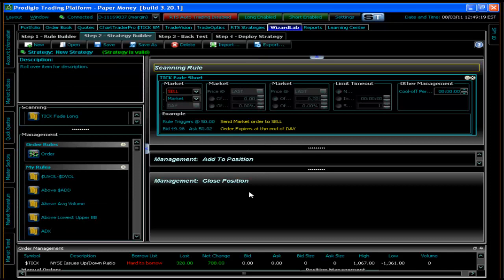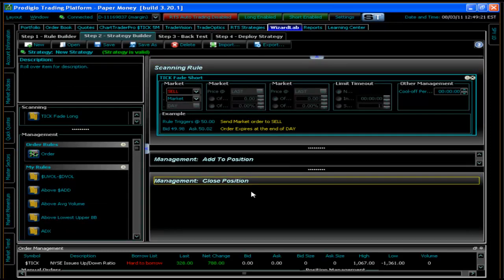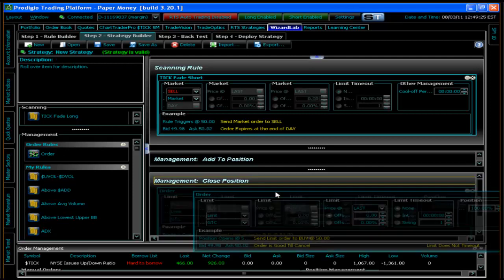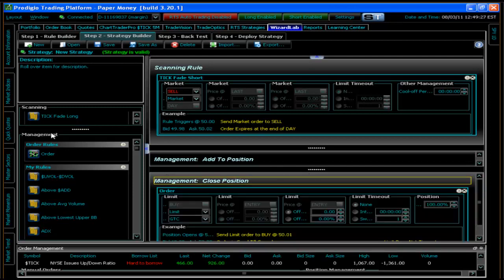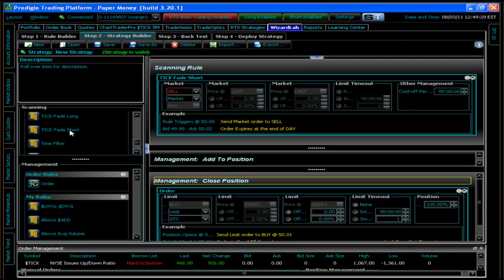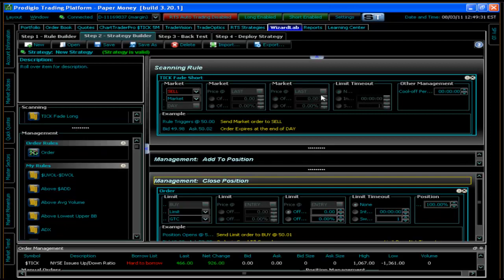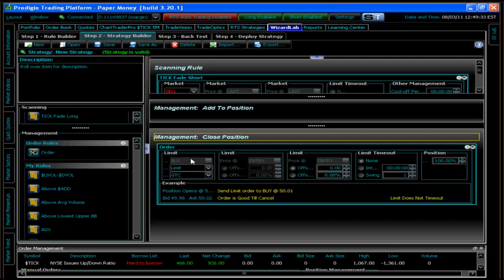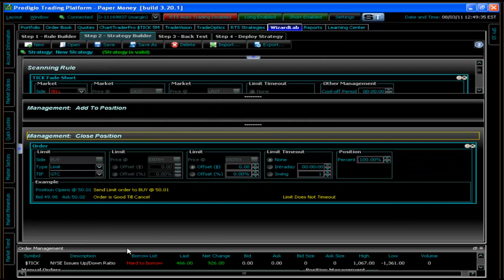I'm going to create 2 close position management orders to keep it very simple. Here's an order rule, and I went to my management side. You see how this drags up and down? I went to my management side and I dropped in here an order rule. Now this order rule is always tied inversely to the scanning rule, and you can parameterize the way that this order is placed.